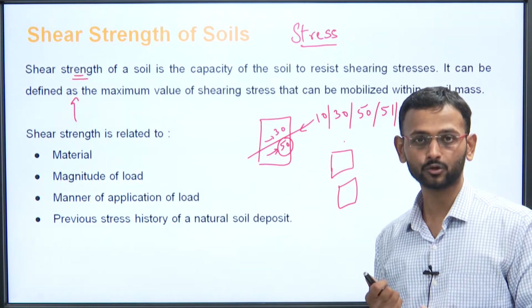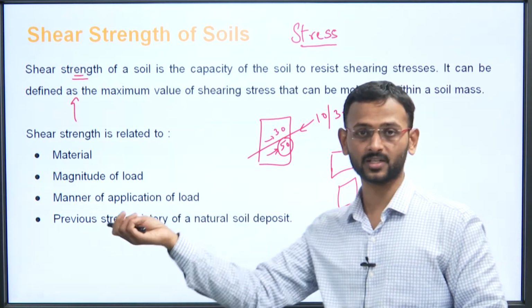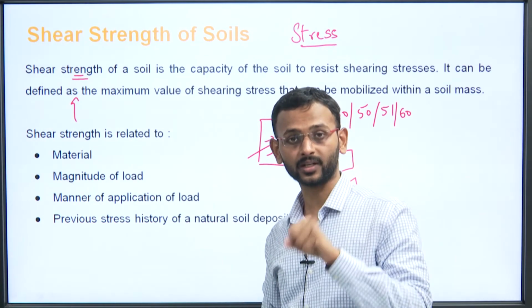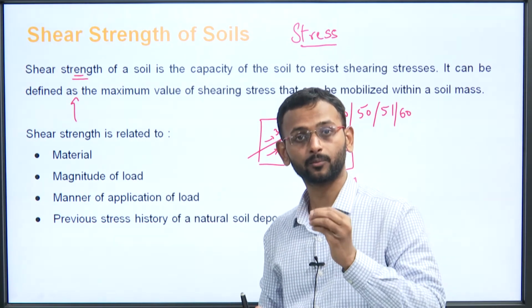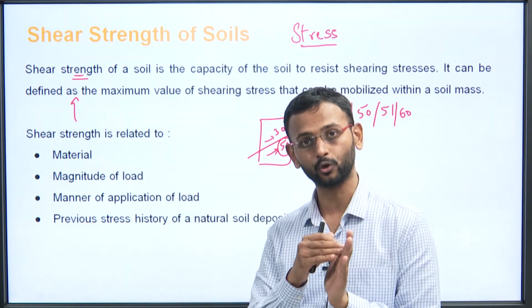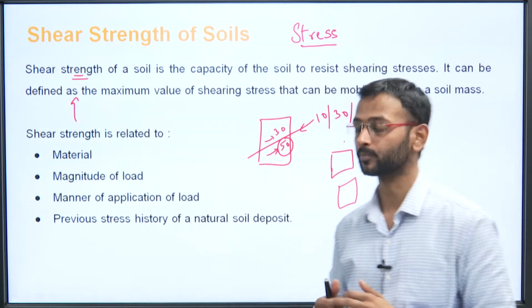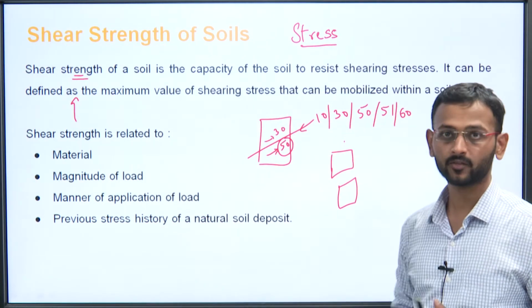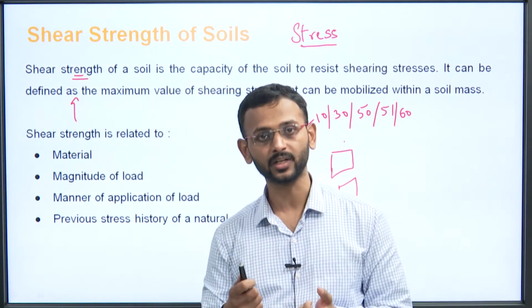शेयर स्ट्रेस तो कुछ भी लग सकता है सॉइल में, चाहे 20 का लगे, चाहे 30 का लगे, चाहे 50 का लग जाए. बट अगर सॉइल का शेयरिंग स्ट्रेंथ, यानी सॉइल की जो अंदर ताकत है शेयर वाली, that is what 50, तो 50 तक तो रोक लेगा, बट जैसे ही उसकी स्ट्रेंथ से ज़्यादा वैल्यू हुई तुरंत फेलियर आकर जाएगा. And so maximum value of the shearing stress that can be mobilized within a soil mass, that is called as the shear strength.